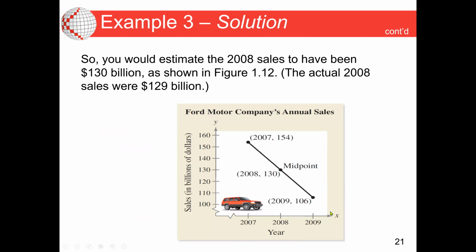So we plot the first, 2007, 154 billion is our first point at the top. Then 2009, the sales was 106 billion. So the midpoint will be the middle of the straight line between the 2 points, which will be 2008 and 130. So we can also use the graph or scatter plot to solve this problem, or we can use the midpoint formula.